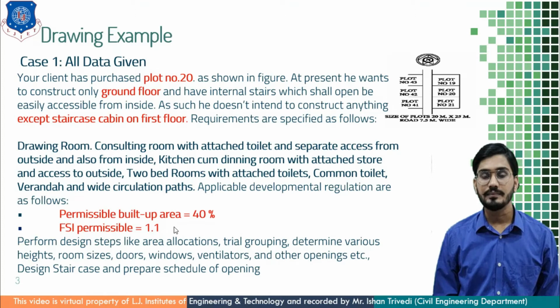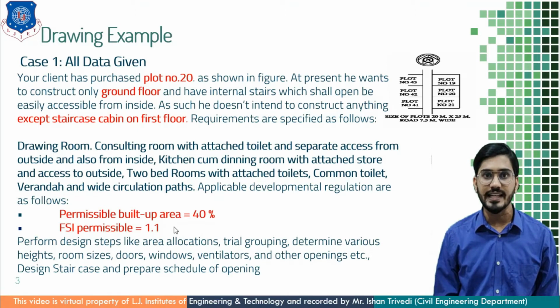At the same time, the built up area, plot area, floor space index, and permissible built up area at ground floor are also given. So there are a number of requirements from the client side, then a few technical requirements as per building bylaws: north direction, plot size, then trial grouping, and design steps have been asked of you.